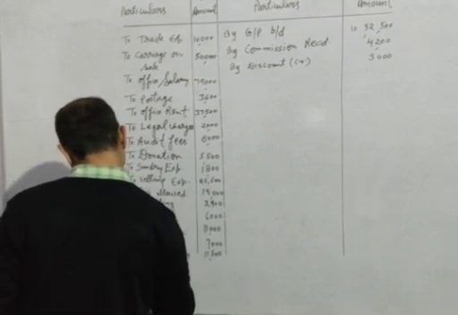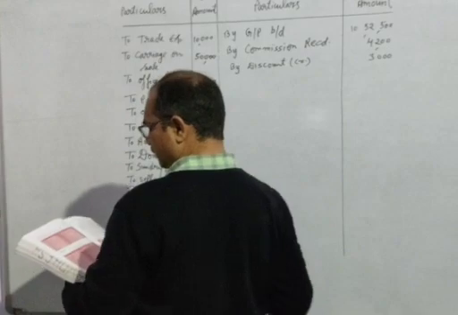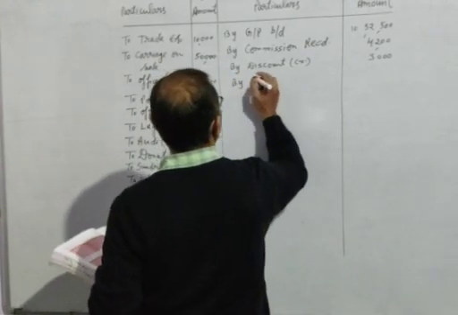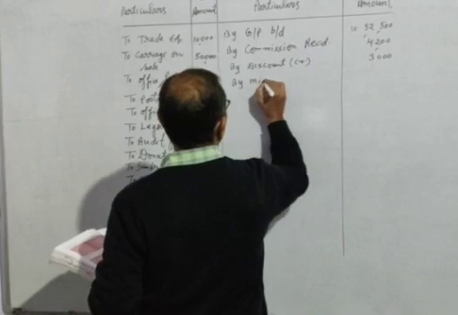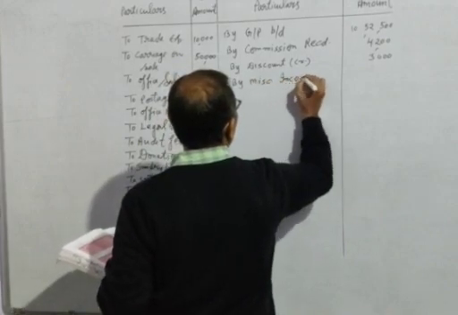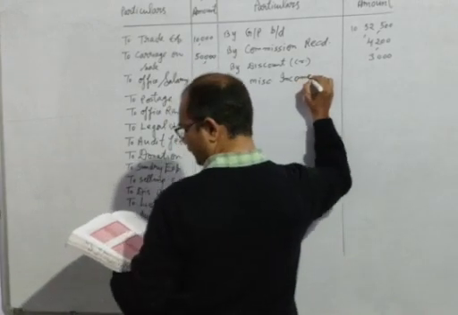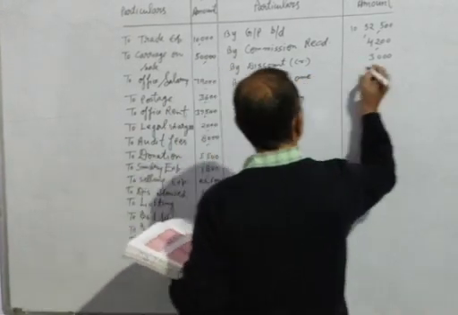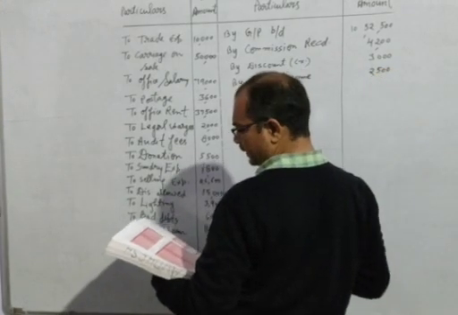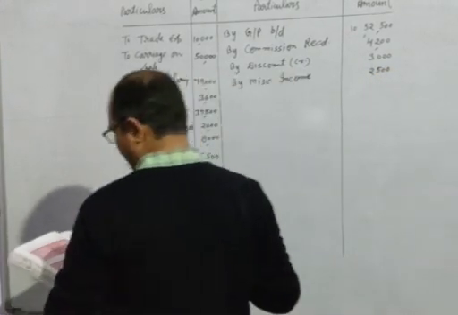Next is miscellaneous. This is not miscellaneous expense. This is miscellaneous income, and all the income will be recorded in credit side. So we will write here miscellaneous incomes, and the amount is 2,500.